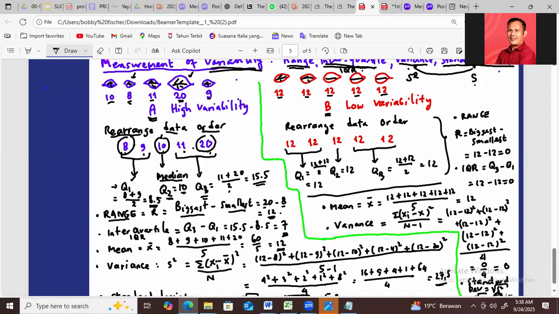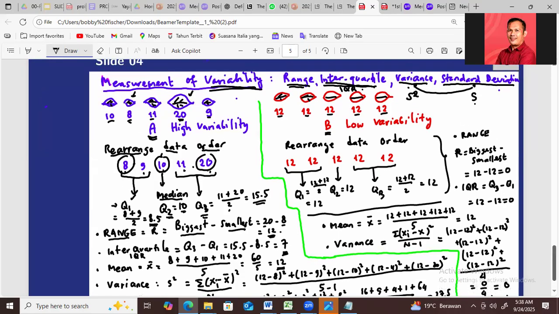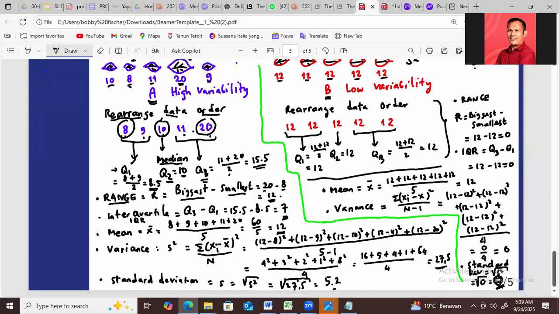Now, after we calculate the range and interquartile range, which we already did, to calculate the variance and standard deviation we need to calculate the mean, or the average, of the data. So before we calculate the variance, we need to calculate the mean of the data.